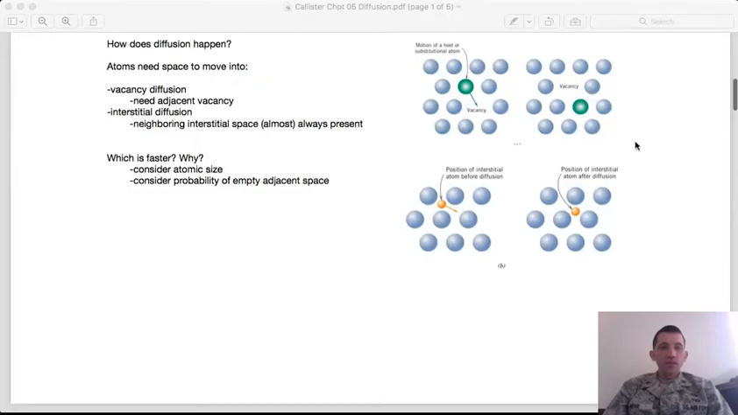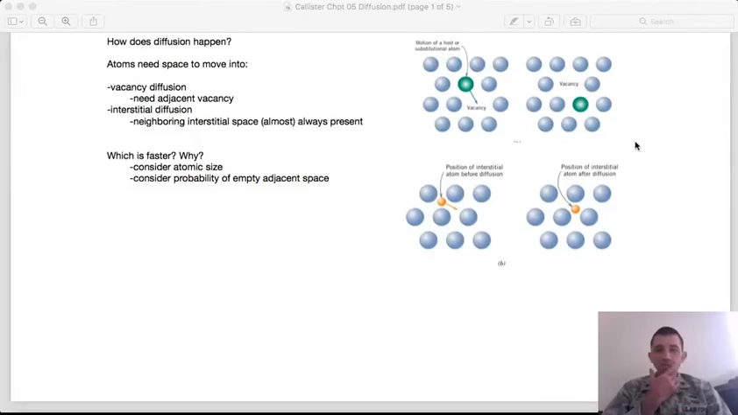So that's vacancy diffusion. You also have interstitial diffusion, and that is, just like it sounds, movement of an atom from one interstitial space to the next. And here, you don't need the creation of a vacancy, because most of the interstitials are empty.